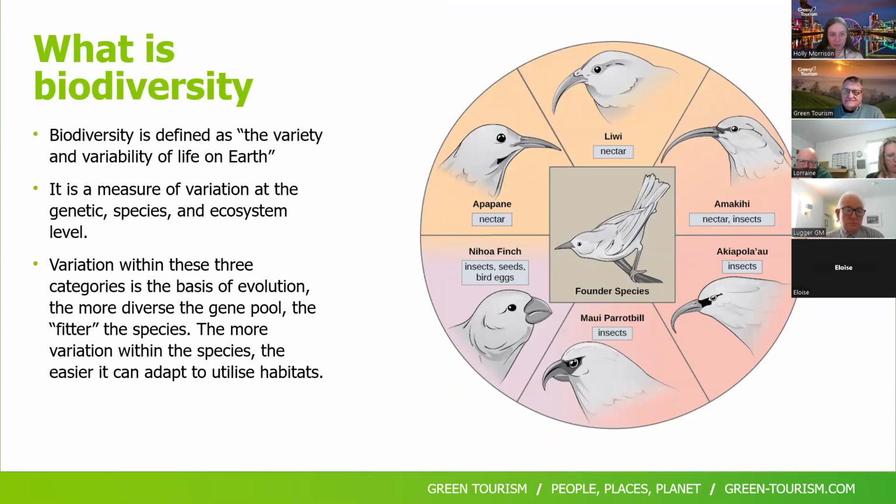What is biodiversity? As I say, biodiversity is defined as the variety and variability of life on Earth. It is a measure of the variation at genetic, species, and ecosystem level. Variation within these three categories is the basis of evolution, and the more diverse and abundant the gene pool, the fitter the species. The more variation within the species, the easier it can adapt and utilise habitats.